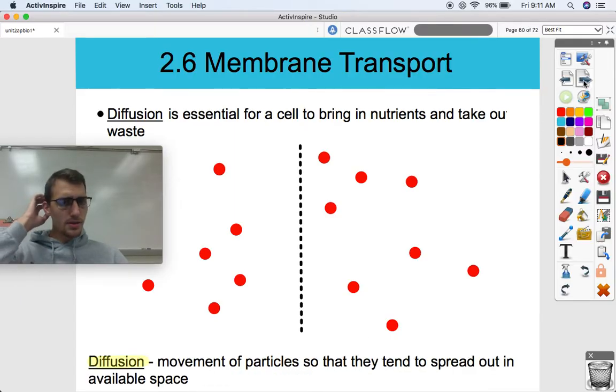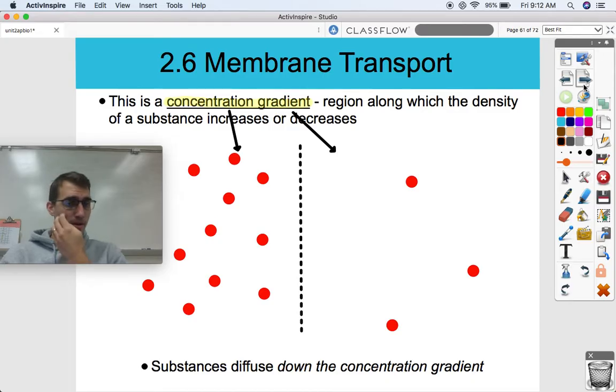So in order to define diffusion, I kind of referred to it earlier, but it's the movement of particles so that they tend to spread out in available space. So we can say that the food coloring diffuses in that glass of water. We know that gases diffuse because air fills up whatever container it's in, right? So it is diffused, it is spread out. There's not more air concentrated in one spot versus another spot in a room. It's all very evenly spread out. Okay, so that's diffusion. Cells are dependent on this property of diffusion.